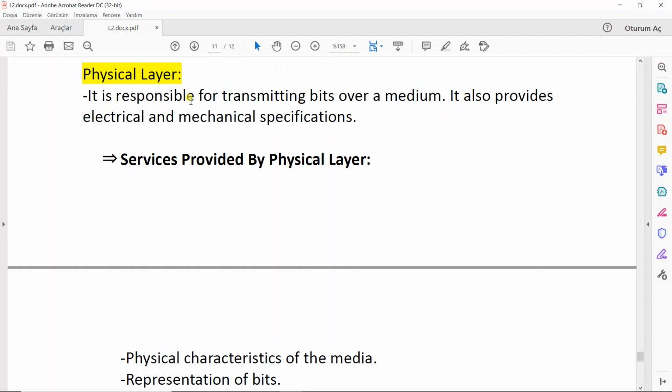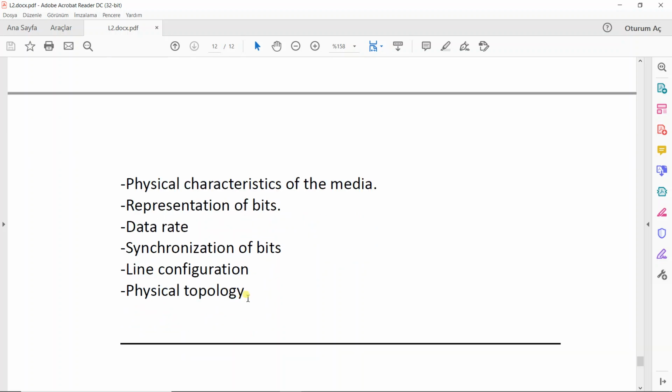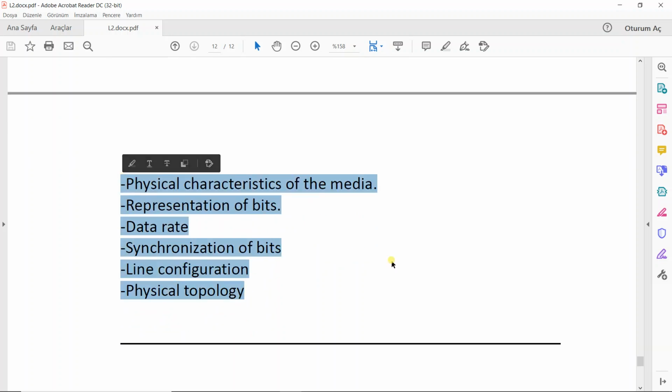So in a nutshell, let's just show you what you are required to know about in this course regarding physical layer. It's responsible for transmitting bits over a medium, but how? It's not explained here. It also provides electrical and mechanical specification and electromagnetic propagation specification. Let's briefly mention a few little services provided by physical layer, which are not all of them listed here. First, physical characteristics of the medium.